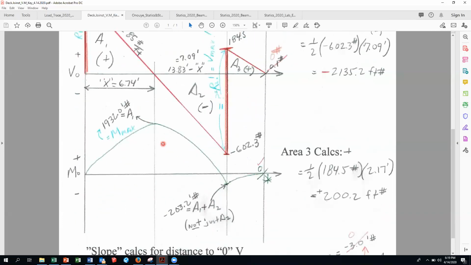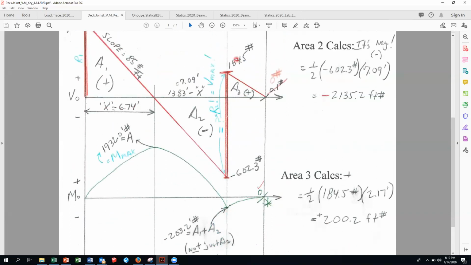Any questions on that? I'm just looking at my checklist. How did you get the 184.5 for area 3? How'd I get that value on the shear curve? Yeah. Are you with me right on this -602.3? Yep.